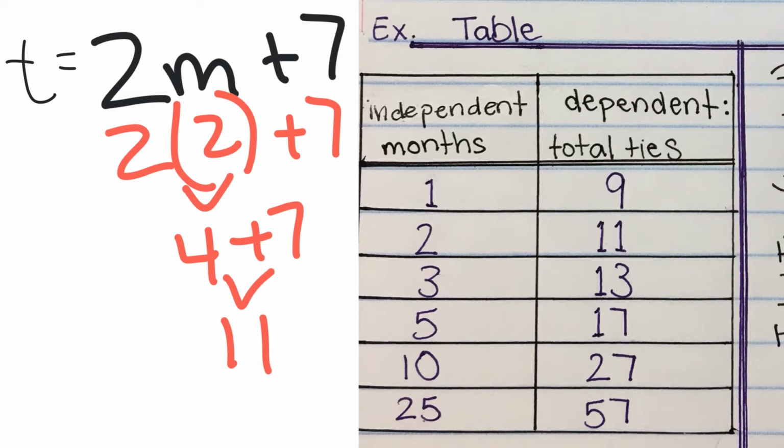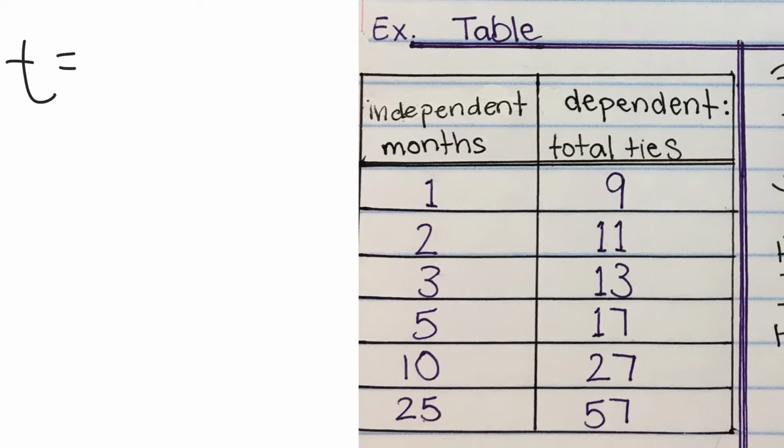Now we keep going on and on and on, and we notice each month he adds 2 more ties, so we can count by 2 all the way down. Here we jumped all the way from 5 to 10, but if we plug in 10 for m, that's 10 times 2 plus 7, which is 27. Anyway, so we know how to do the table. That is kind of a review from lesson 24.